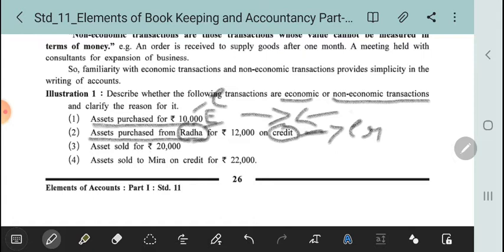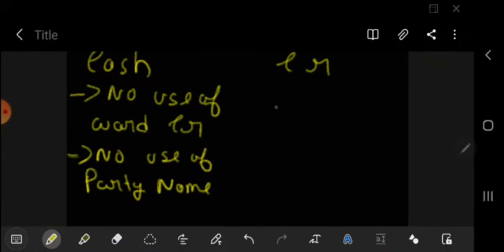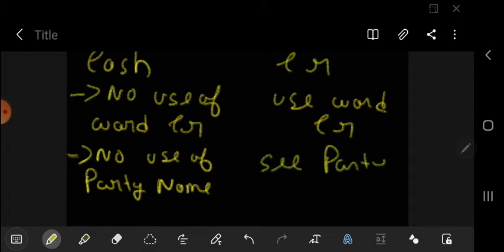Here we are seeing transactions related to assets. Things will change further on, and we will see it. But for understanding at the basic level, it was important to discuss it here. So in a credit transaction, we will use the word credit, or we will see the party name.